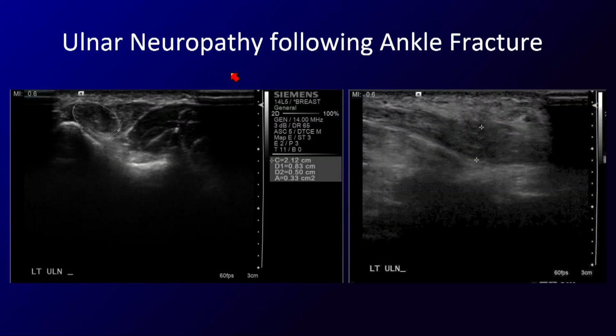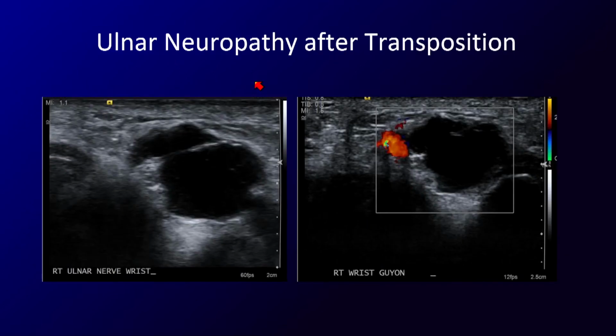Here's another patient who presented with ulnar neuropathy following an ankle fracture, and how can you get that? Well, in this case, his ulnar nerve is very thickened, 33 millimeters squared cross-sectional area, focally thickened here. But in this case, it was because it was constantly bumping up against his crutches, and he was injuring and re-injuring his ulnar nerve. So not always an entrapment.